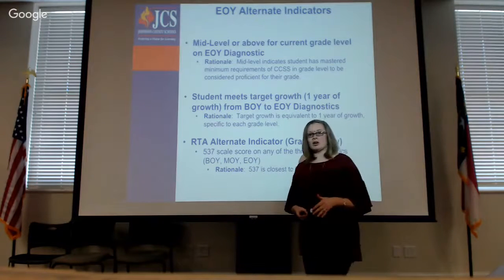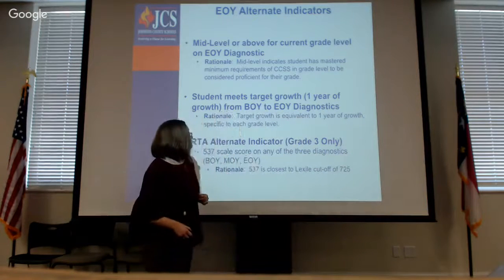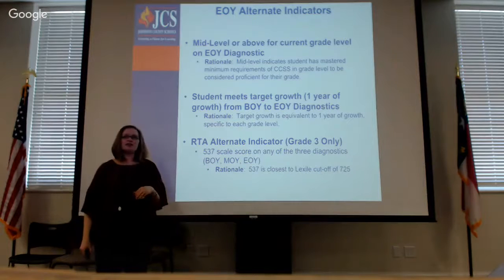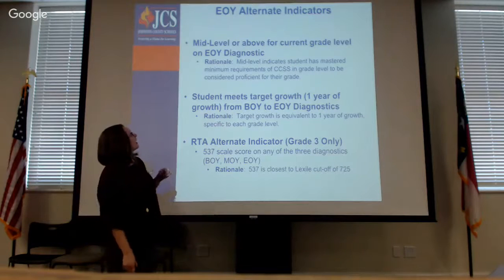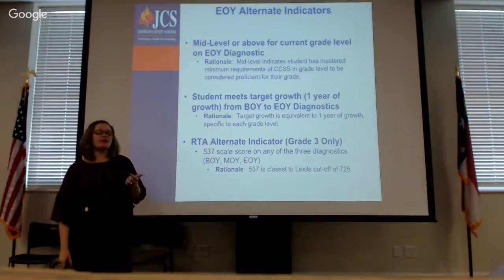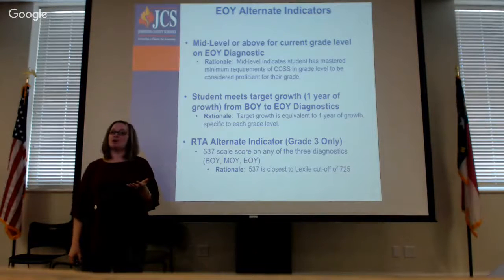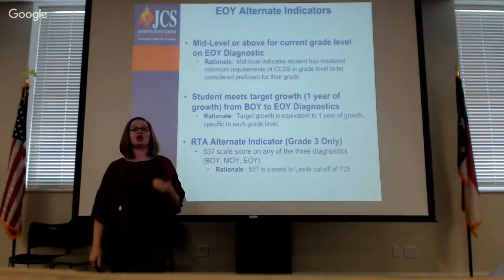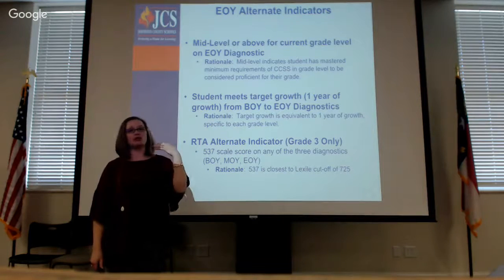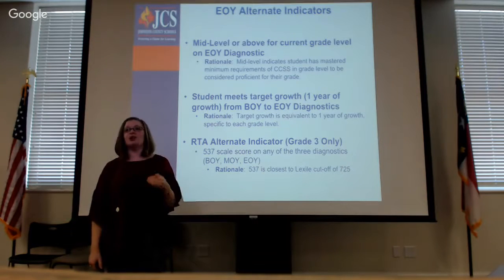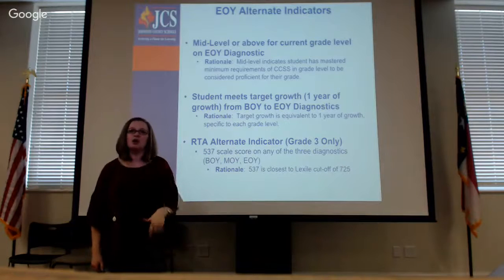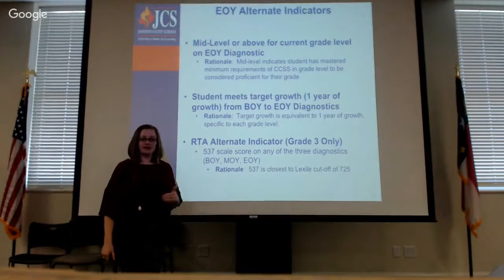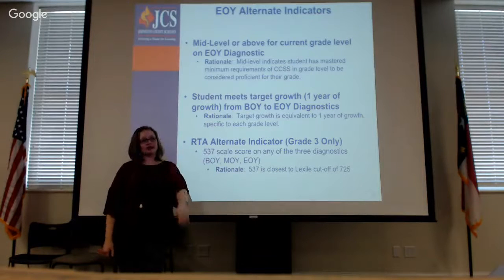All right, so let's talk about our big things in Johnston County. So end of the year alternate indicators. End of the year for waivers. Here's what we're looking at. One of the alternate indicators is for students to be at mid-level. If students are at mid-level, that means they've mastered enough of the current grade level standards. So if we're talking about a 5th grader, they've mastered enough of the 5th grade Common Core standards to be considered proficient, according to iReady. So if they get to mid-level by the end of the year, that is an alternate indicator.